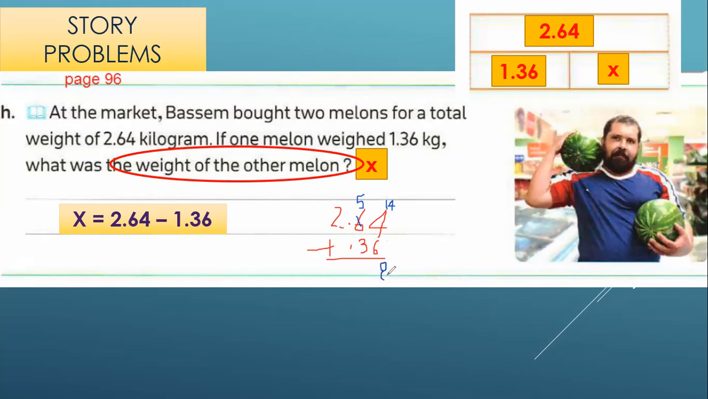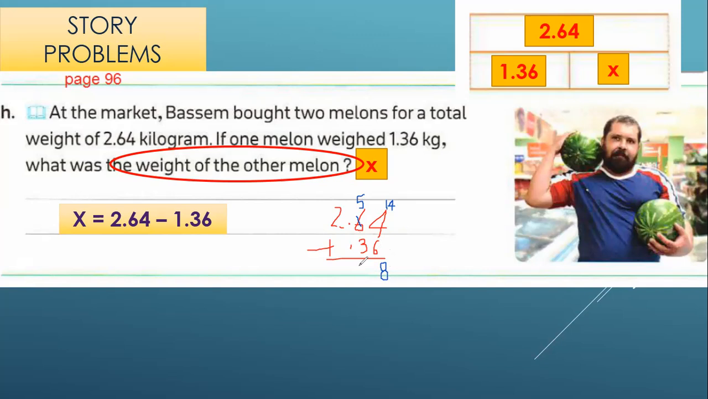Do you know why we borrow 1 from the next digit, Yusuf? Because it's smaller. You can't take 6 from 4. If you have 4 things, I can't take 6. Okay? So we borrow 1 from 6. 6 became 5 and 4 became 14.